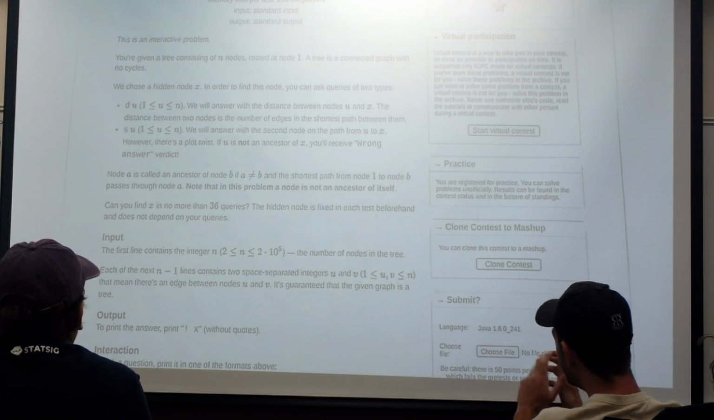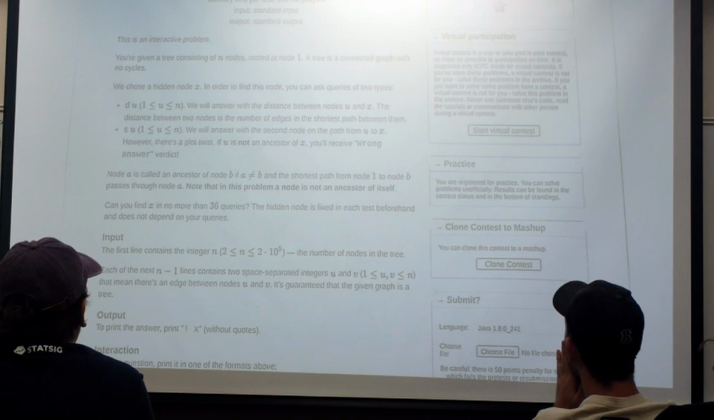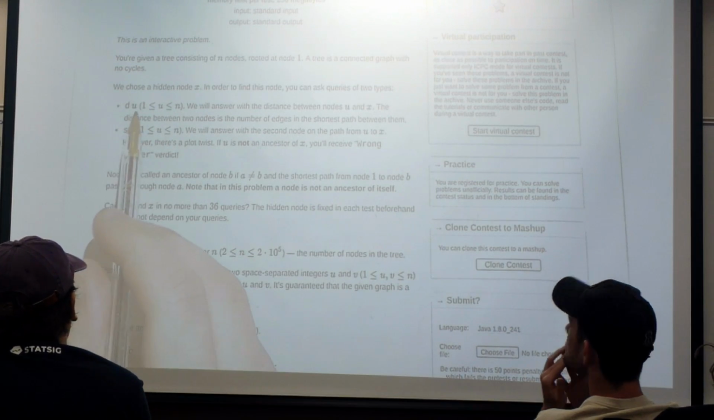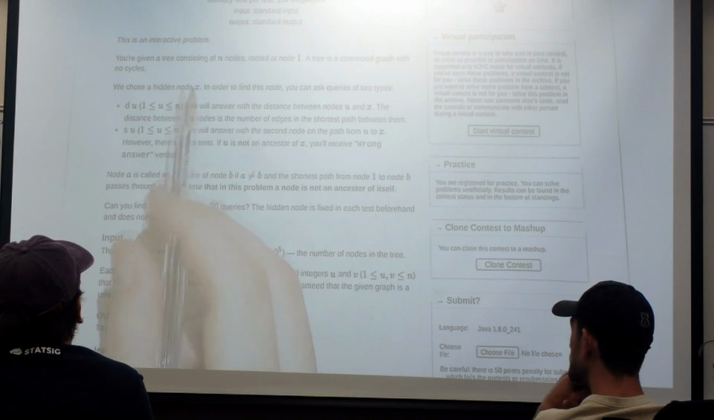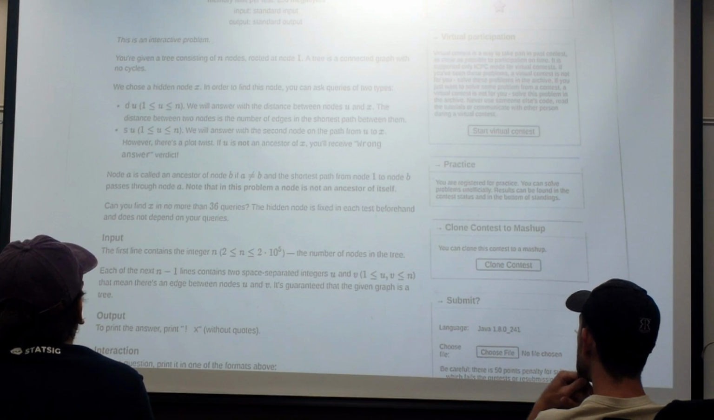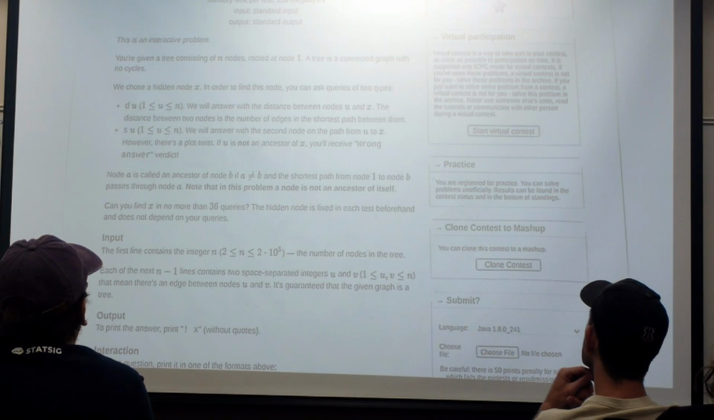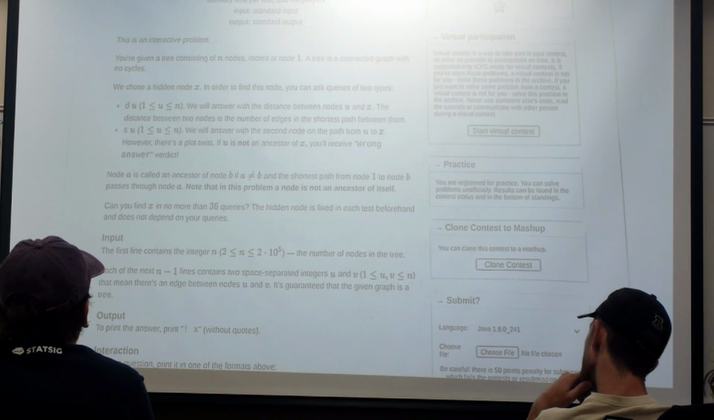We choose a hidden node, and we need to find the node. There are 2 types of queries. We can ask what's the distance between node U and this hidden node X, and we can ask what's the second node on the path from U to X. And U must be an ancestor of X, if not, you get wrong answer.